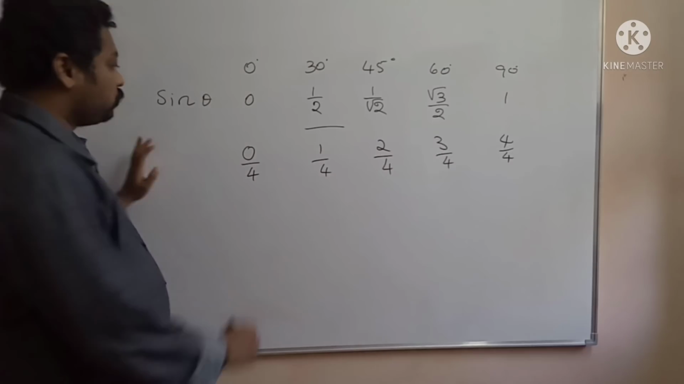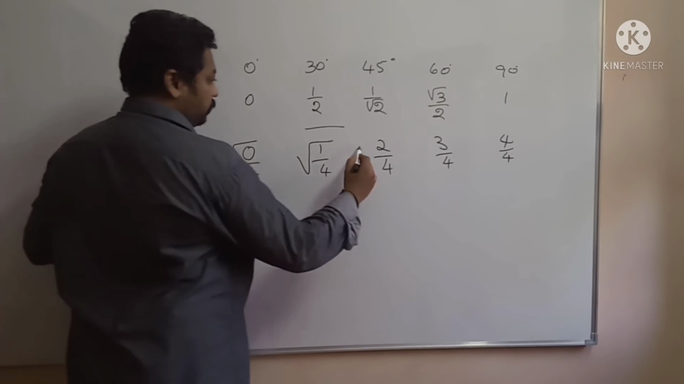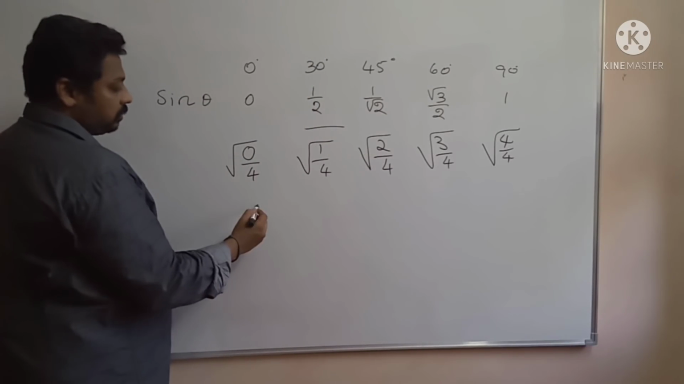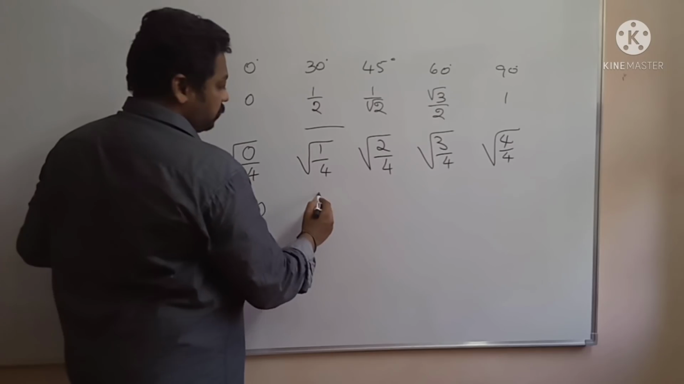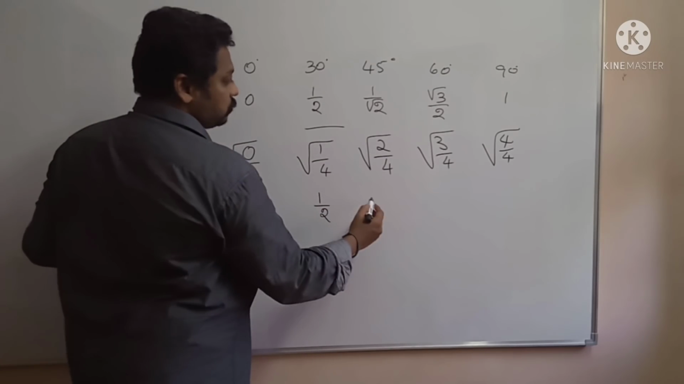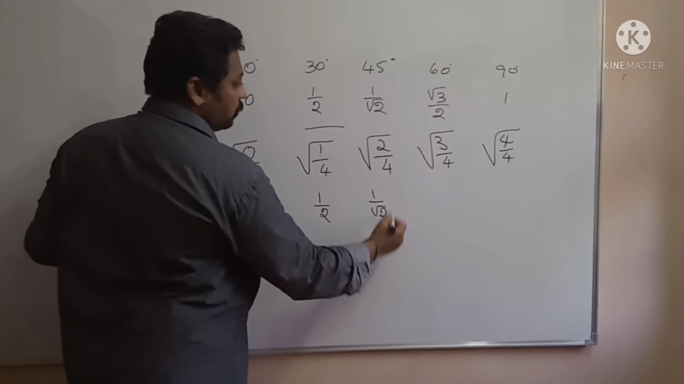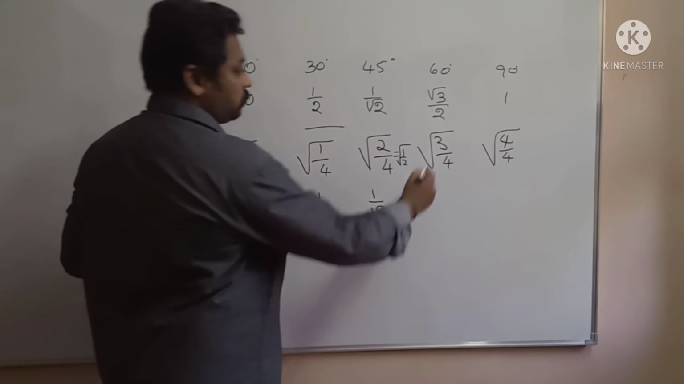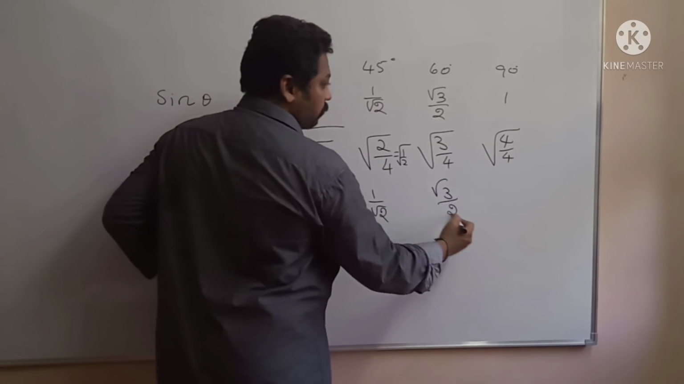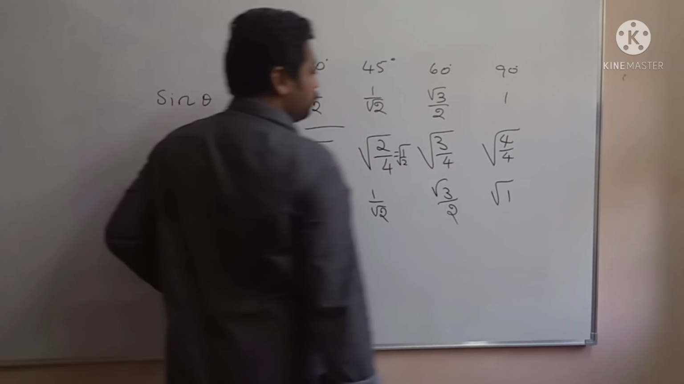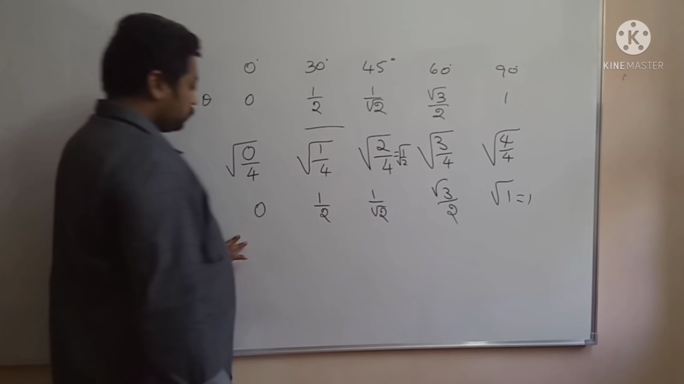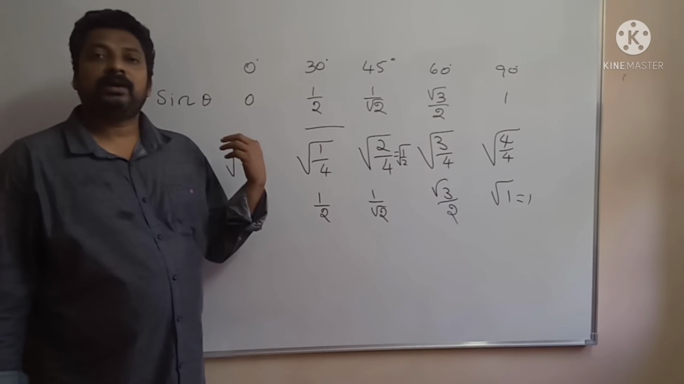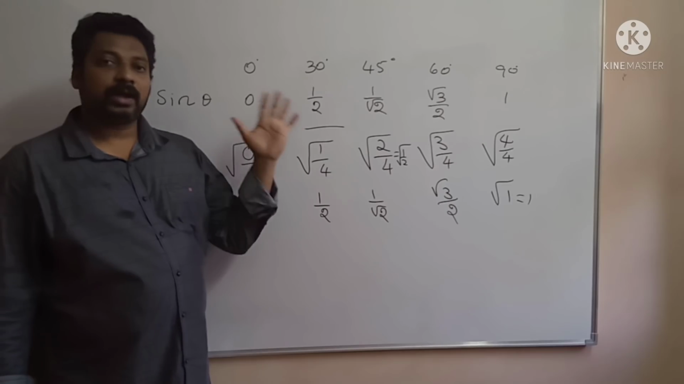Now I am taking the square root of this. What is the square root of 0 by 4? It is 0. The square root of 1 by 4 is 1 by 2. The square root of 2 by 4 is 1 by root 2, because this value is 1 by 2, so this is 1 by root 2. What is the square root of 3 by 4? Root 3 by 2. 4 by 4 is 1, so the square root of 1 is 1. Now look, we got the same values. Now we have another method called the palm method, so I will teach you that also.